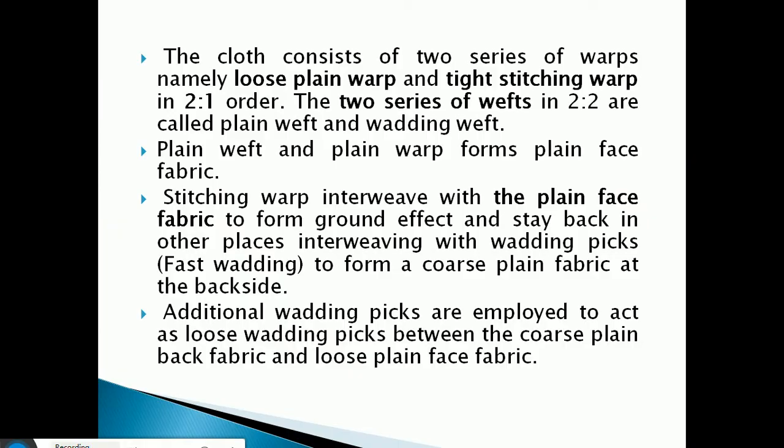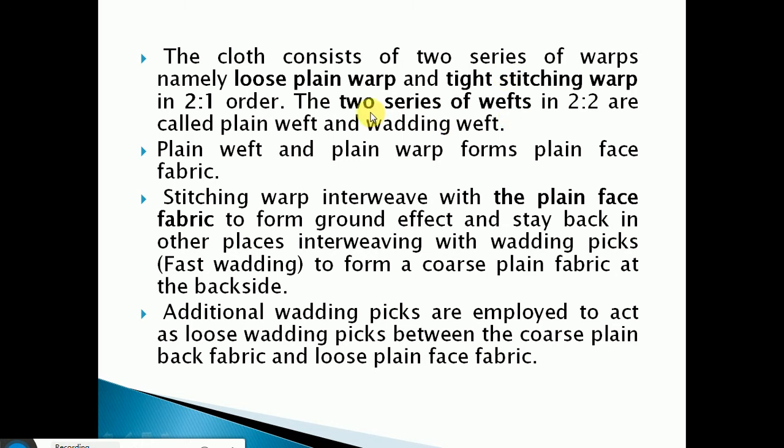So here two series of warp are there, that is plain warp and stitching warp. Plain warp and stitching warp are arranged in the ratio of 2:1. That means 2 plain to 1 stitching end. They are arranged in a manner that 1 plain, 1 stitching, 1 plain. In this manner, warp is arranged. So what is the tension variation? The plain warp is kept in loose tension and the stitching warp is kept in a tight condition.